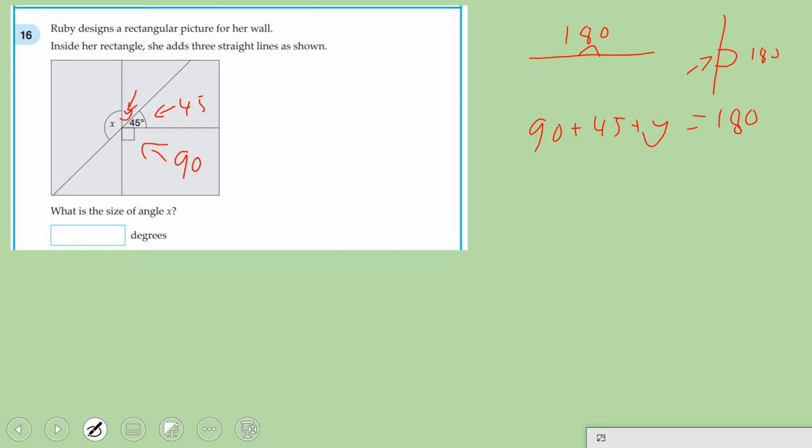It's a vertical line. So as always, when we're trying to solve for an unknown, we want the unknown to be by itself. So we'll add these two together, make it 135 plus Y equals 180. We minus 135 from both sides, that way we've just got Y. 180 take 135 equals 45. So we know that Y is 45.